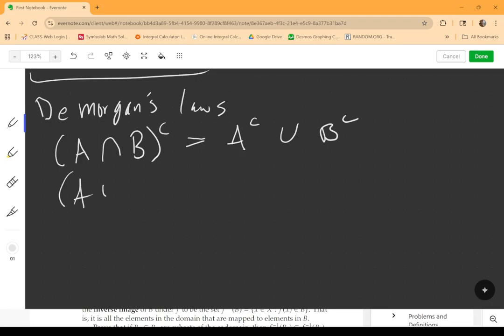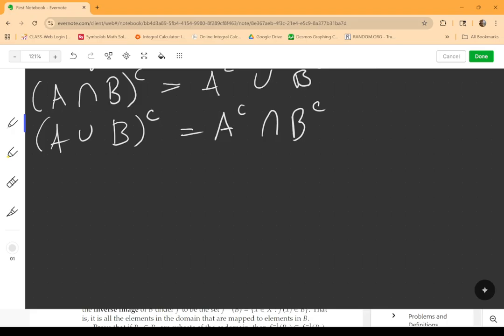And vice versa, the disjunction, the union, of A and B, is equivalent to the intersection of each individual complement. Right? A complement intersect B complement. Okay, so those are De Morgan's laws for sets. Now let's prove one of these. We're going to prove this using our logical equivalences, and we're able to do this because of set builder notation.